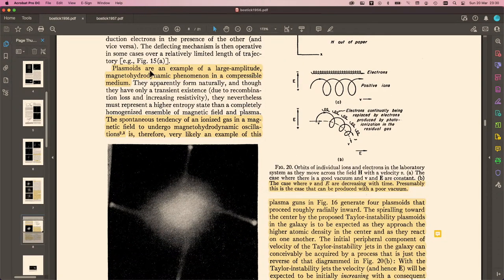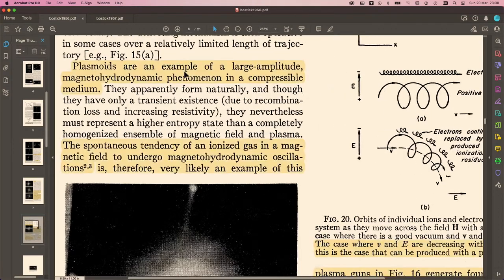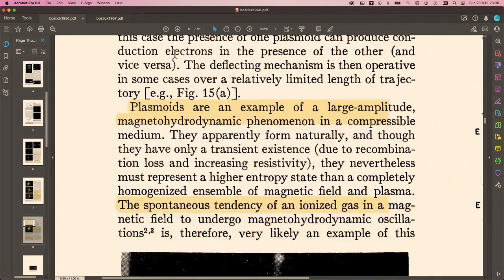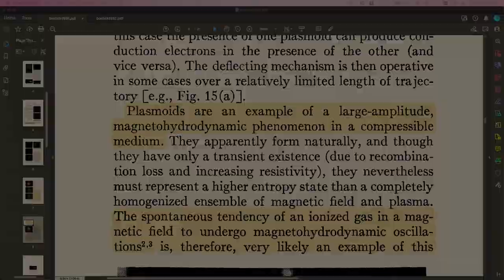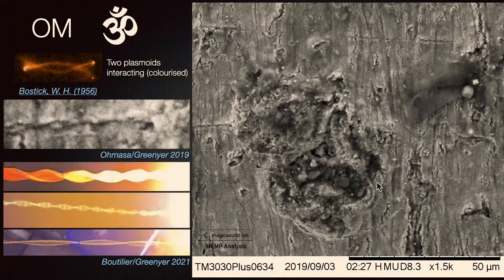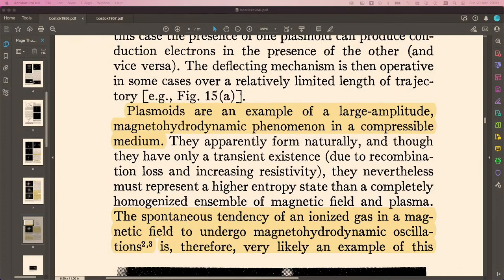So plasmoids are an example, wait for it, I'm going to zoom into this. Plasmoids are an example of a large amplitude magnetohydrodynamic phenomenon in a compressible medium. This is a magnetohydrodynamic phenomenon, 100% certainly.